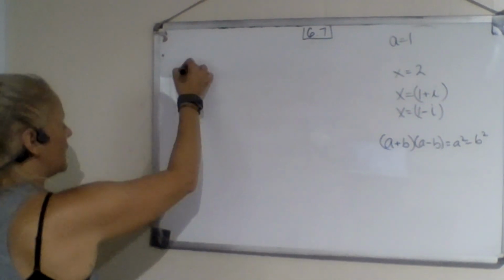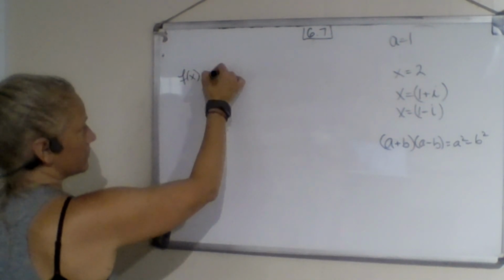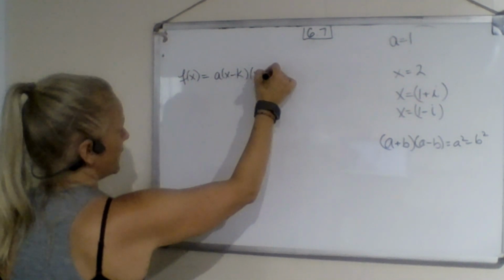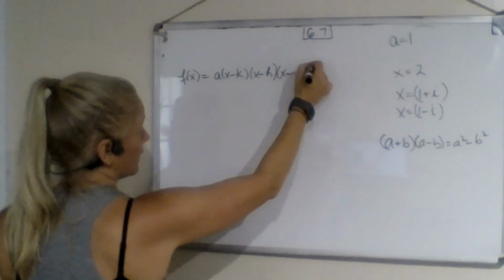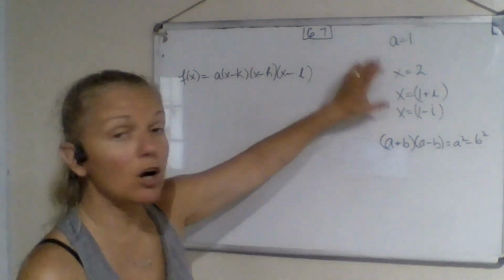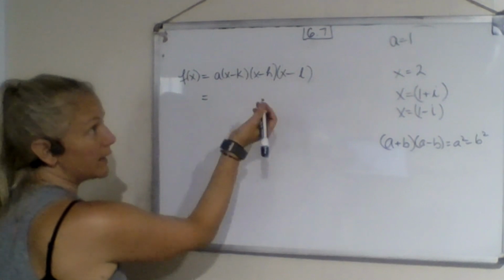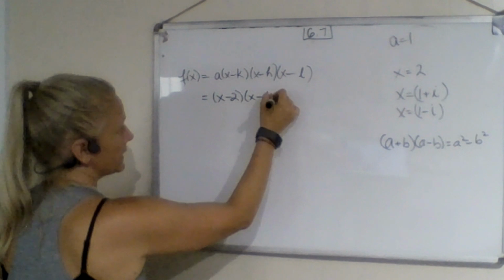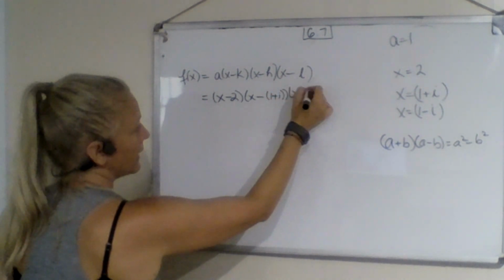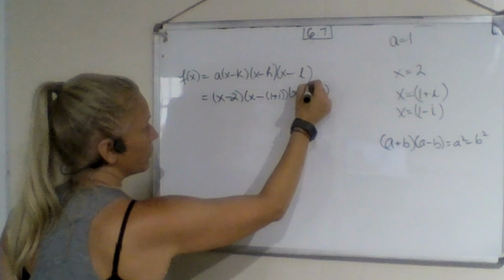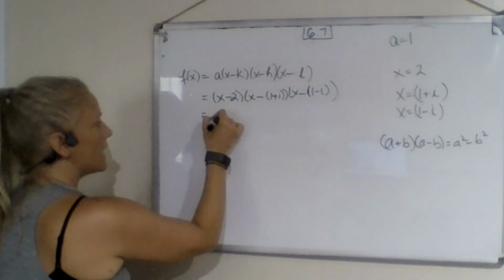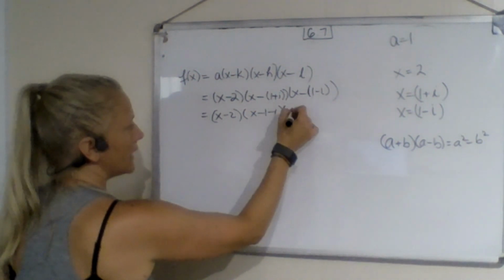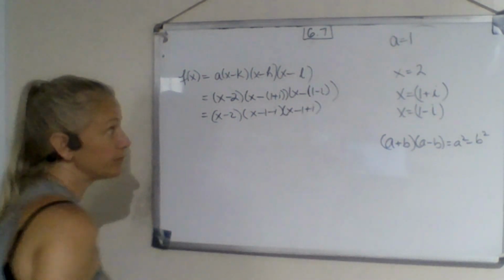How do we write this? F of x equals A, x minus k, x minus h, x minus, I don't even care, L. We have 3 solutions, right? So we're going to plug all of these in. This becomes A is 1, I don't have to write it down, x minus 2, x minus 1 plus I, x minus 1 minus I, right? Let's go ahead and open parentheses. X minus 2 times x minus 1 minus I times x minus 1 plus I, right?